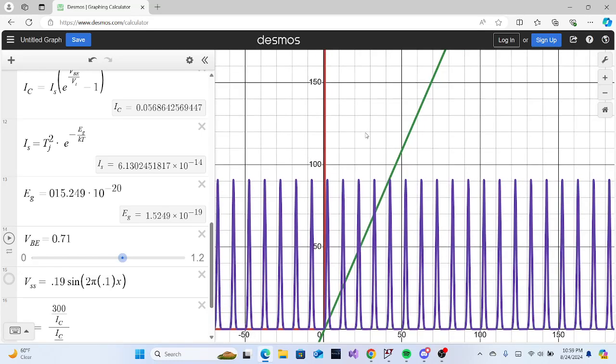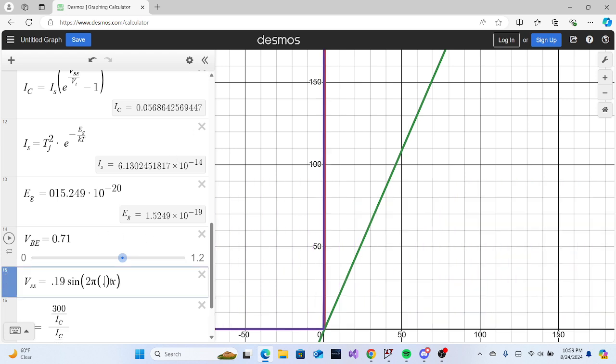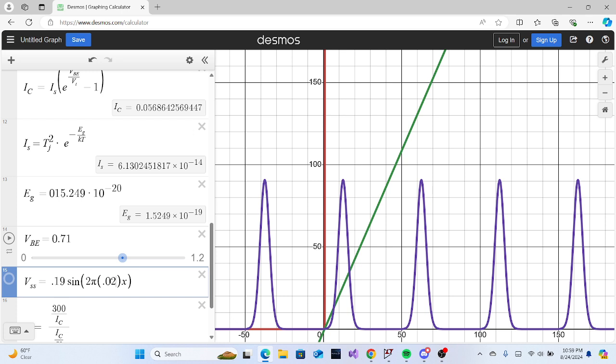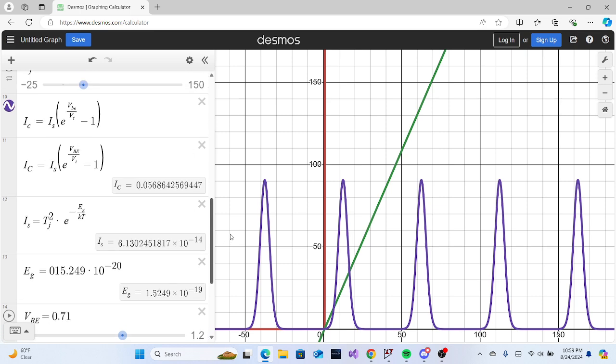So we would have about 90 milliamps, a little bit over. What happens if we do the frequency differently?